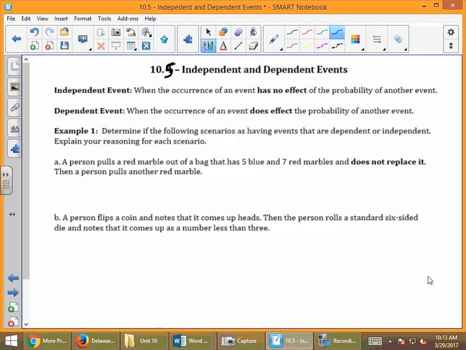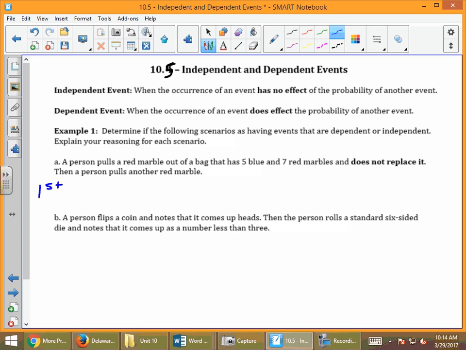So if we take a look at example 1, we're going to look at some scenarios and decide whether the events in those scenarios are dependent or independent, and then explain. Okay, so if we look at A, it says a person pulls a red marble out of the bag that has 5 blue and 7 red, and does not replace it, meaning they don't put it back in the bag. Then the person pulls another red marble. So let's look at the probabilities.